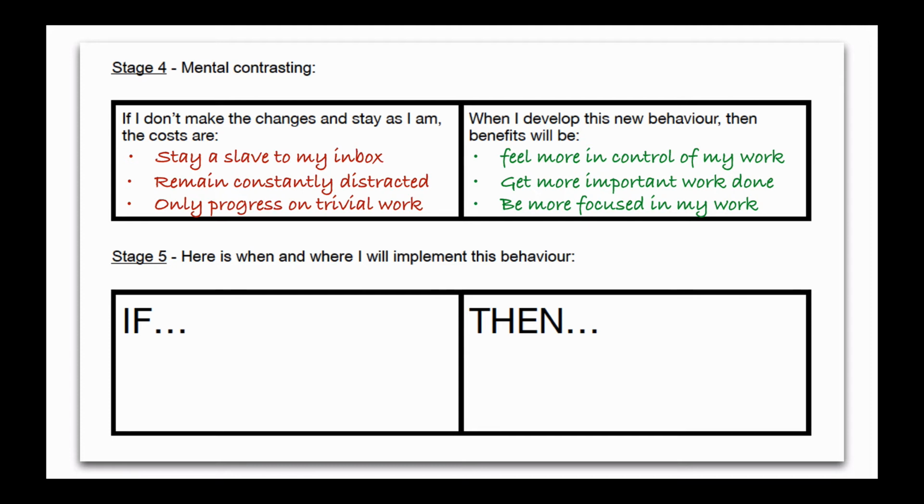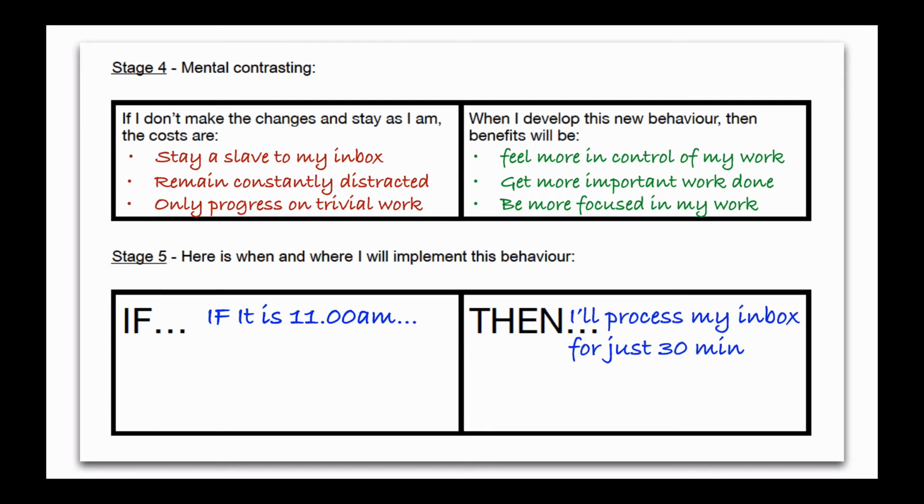So here's an example using the email. So if it's 11 a.m., then I'll process my inbox for just 30 minutes. Now, because I'm suggesting 2 blocks of time, you might also say, if it's 3 p.m., then I'll process my inbox for just 30 minutes. Now, you could leave it at that.